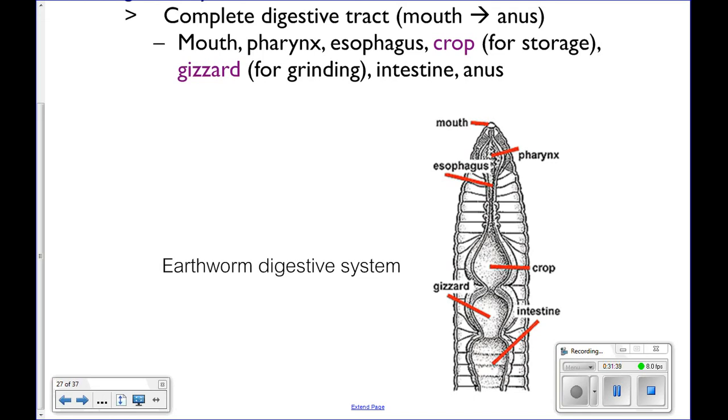No, the thick band will be elsewhere. Yes, earthworms eat dirt. Yes, and some marine annelids will as well. Kind of like eating their way through. Yes.